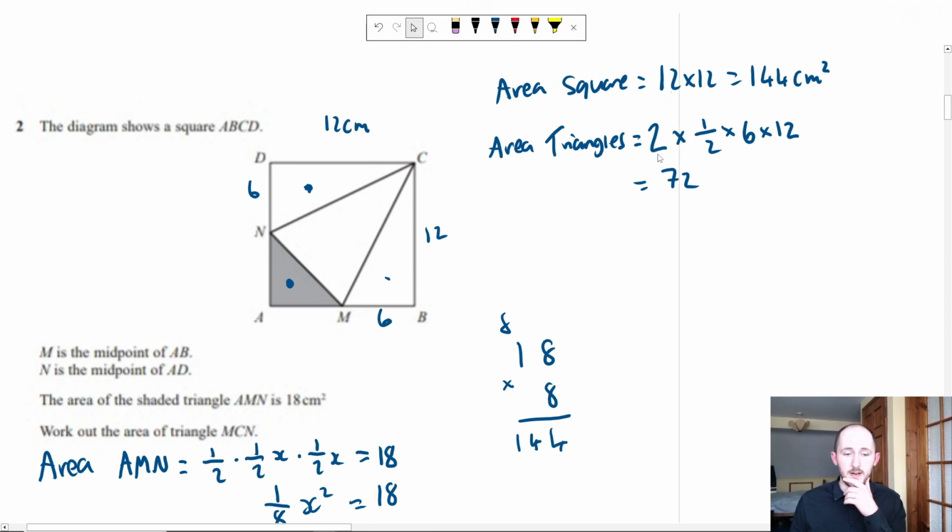What paper is usually the hardest? Normally, and this is very brief, but normally paper 2 is the hardest.